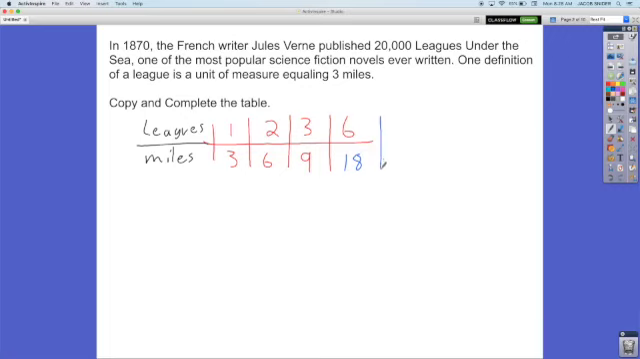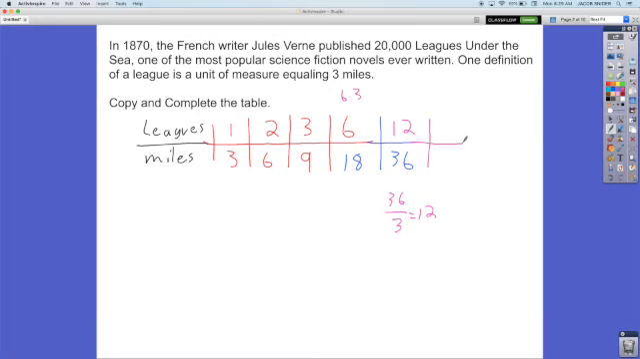What if I did the reverse? And I said, hey, all of a sudden I have 36 miles. How many leagues would that be? 12. How did I get that? Well, look, I just did 36 divided by 3, which equaled 12. How did I get 18? I just did 6 times 3.